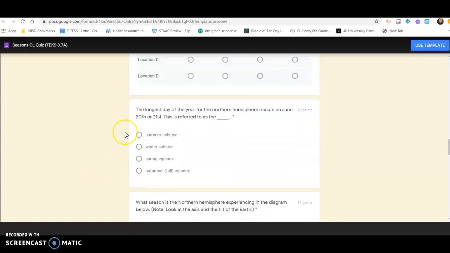Next question. The longest day of the year for the northern hemisphere occurs on June 20th or 21st. This is referred to as the summer solstice, the winter solstice, the spring equinox, or the autumnal or fall equinox.